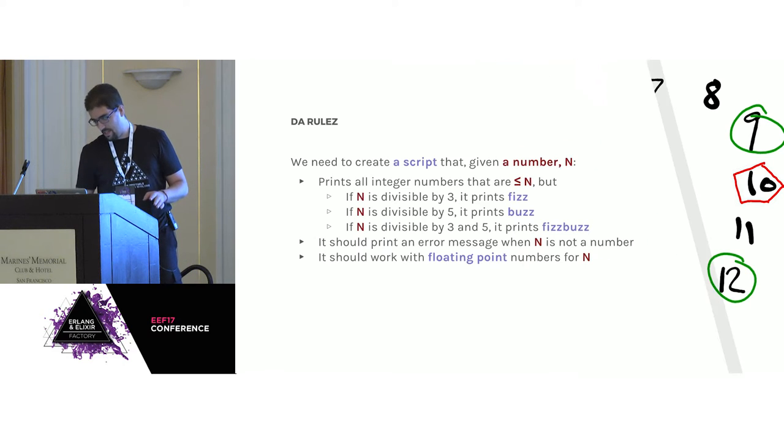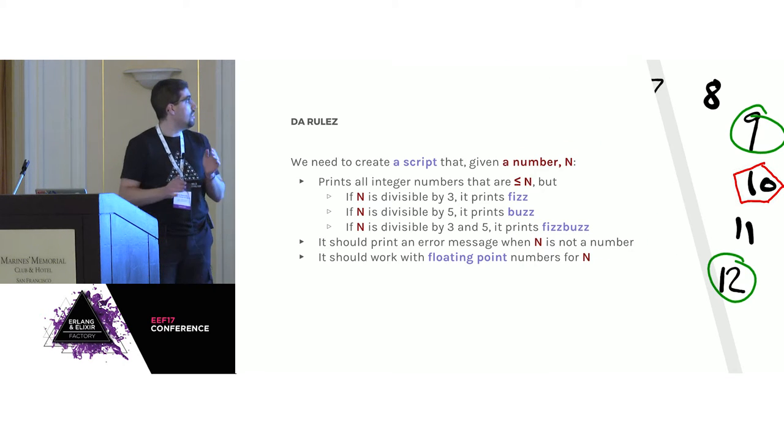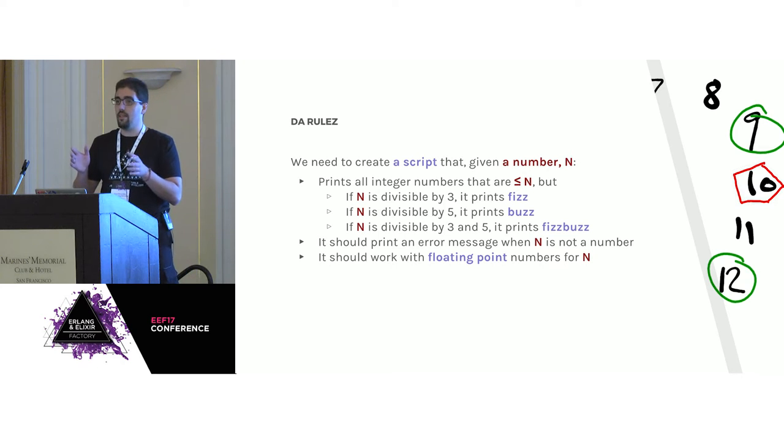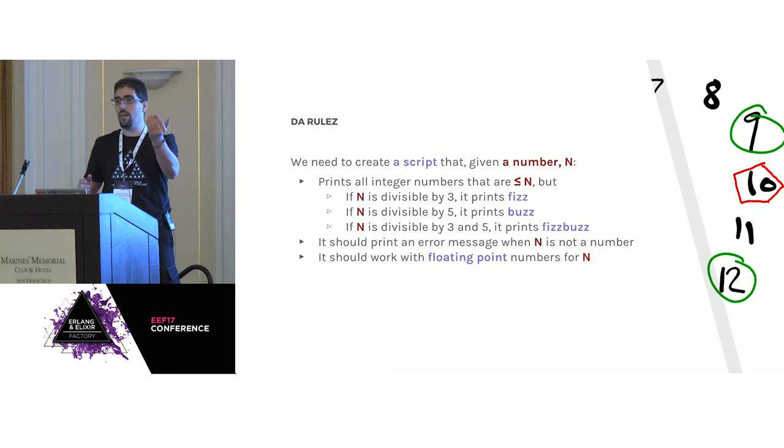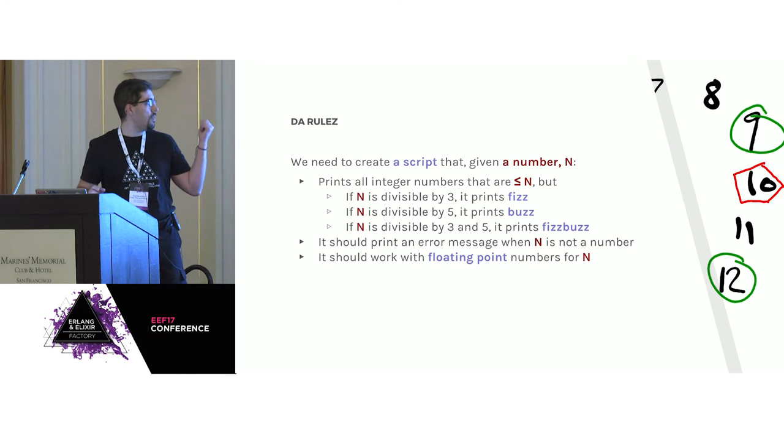Okay. So this is the exercise. We will write a script that receives a parameter, which is a number, and it actually counts until that number. When I say counts, it prints the numbers. Prints the numbers until that one, starting from one. If the number is divisible by 3, it prints fizz. If it's divisible by 5, it prints buzz. And if it's divisible by both, it prints fizz buzz.